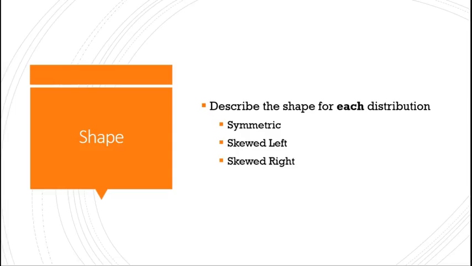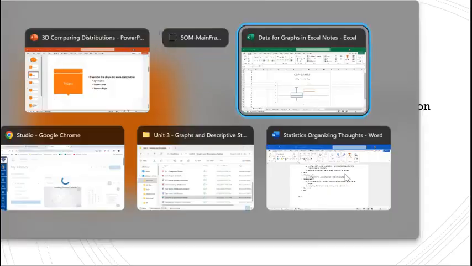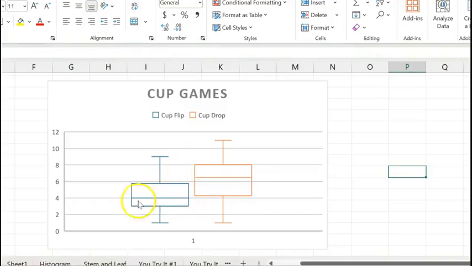And that comparison is going to look a lot like our description from 3B. So we're going to describe the shape for each distribution. All right, so for cup flip, I would say that's pretty symmetric, maybe slightly skewed right. This side of the box is a little bit larger. And then for cup drop, I would say the same thing. I would probably call this symmetric. I know that side of the box is a little bit larger, but to call it skewed, we want it to be really obvious. So I would probably say both cup flip and cup drop are symmetric.